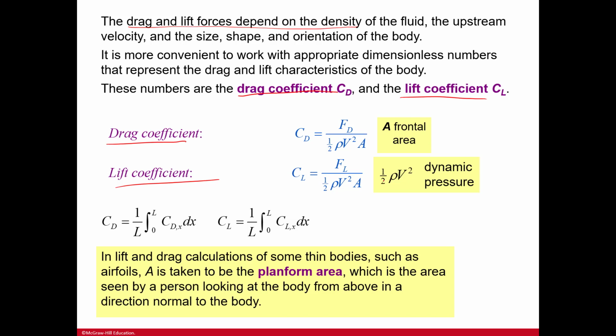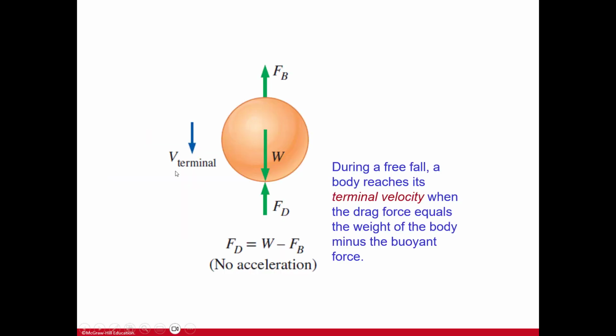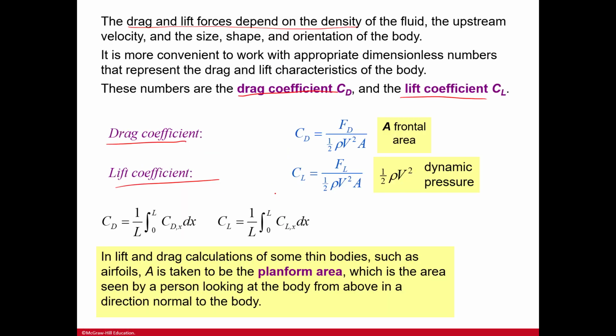Okay, in lift and drag calculations of some thin bodies, such as airfoils, A is taken to be the planform area, which is the area seen by a person looking at the body from above, so from a topographical view or a bird's eye view, in the direction normal to the body. And that's for thin bodies. Because if you looked at it just on its side, you wouldn't be calculating much because it would be so thin. So you look at it from a bird's eye view.